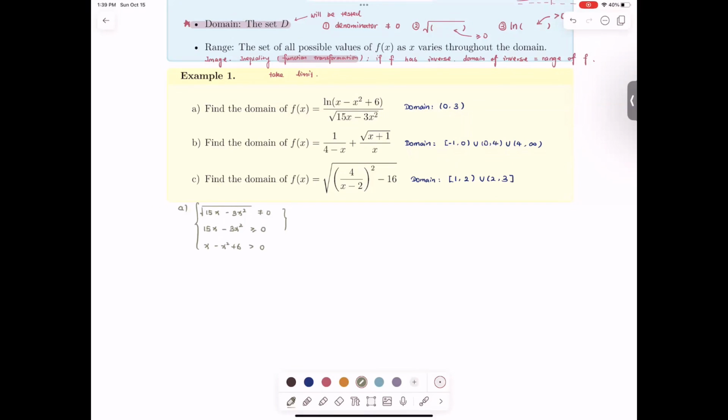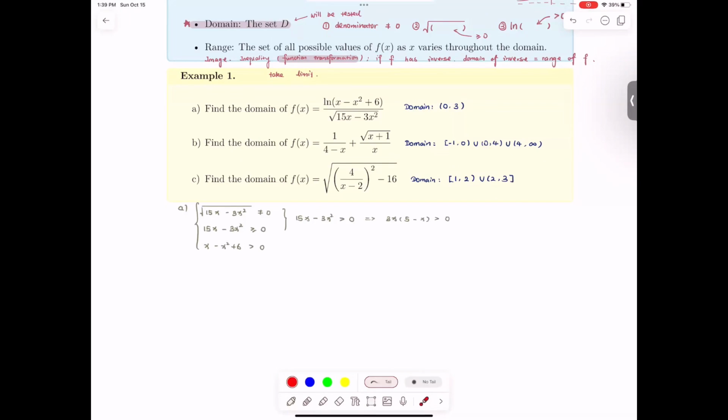Okay, so combine the first one and the second one, we know that the inside cannot be 0 anymore, because if this part is 0, the whole thing will be 0. So combine those two together, we know that 15x minus 3x squared has to be strictly greater than 0, which means 3x times 5 minus x has to be greater than 0.